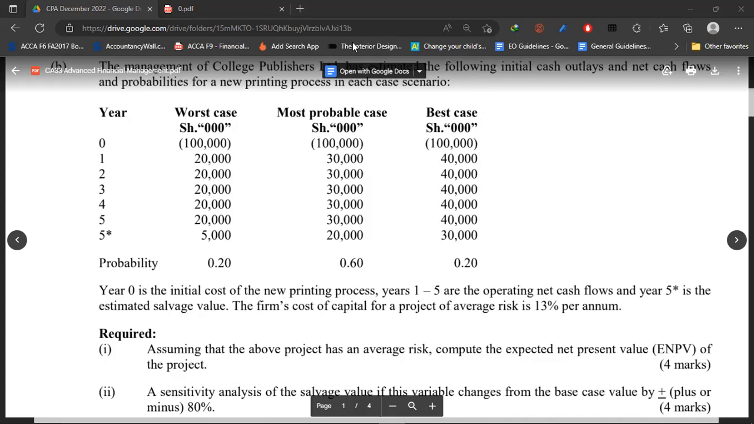Yeah. That is what the examiner is asking you. Let it be an average. It covers all the 3 case scenarios. What would be the NPV? That is what they are asking.